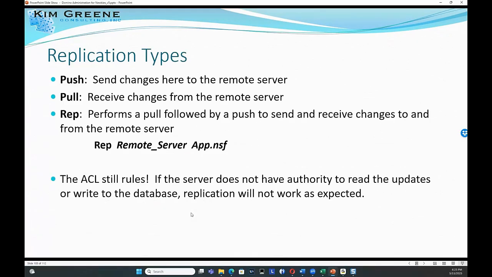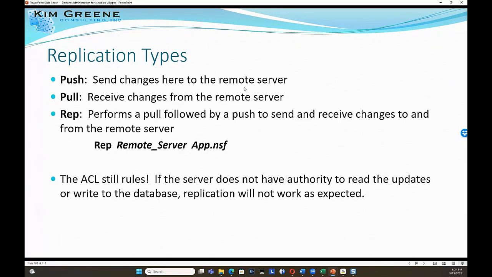There are different types of replication. We have push replication, which is very self-explanatory. It sends changes from the server that's initiating replication and pushes those changes off to the remote server. Pull replication is the exact opposite of that, pulling those changes. You can have pull-push replication, which if you use the rep command, for example, at the console, I want to do a pull-push replication from the server that I'm issuing it on to a remote server for this specific application. That is how the different kinds of replication work.